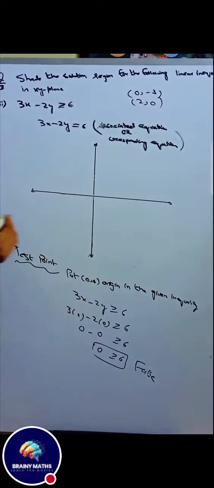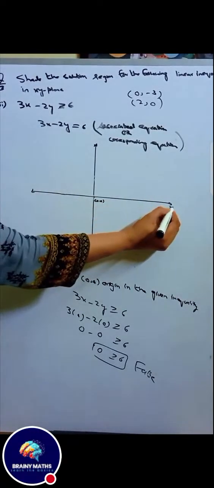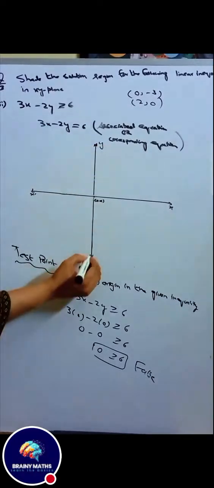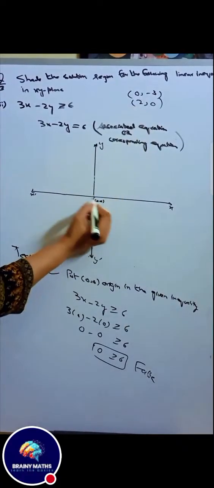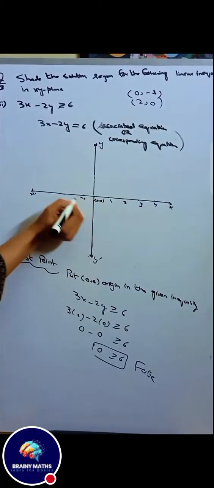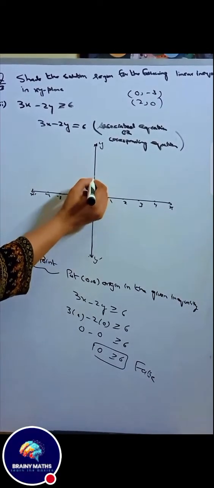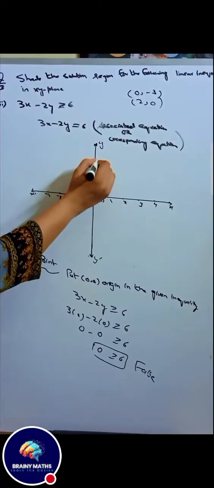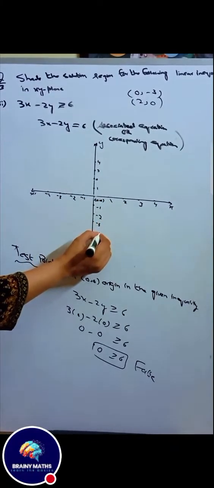Now next, arrows must. These are two lines. This is called origin 0, 0, x, x dash, y, y dash. Now what do we do? We have to represent these ordered pairs. First is 0 and minus 3. For that purpose, I must write 0, 1, 2, 3, 4. Opposite minus 1, minus 2, minus 3, minus 4. Upside 1, 2, 3, 4. Downside minus 1, minus 2, minus 3, minus 4.